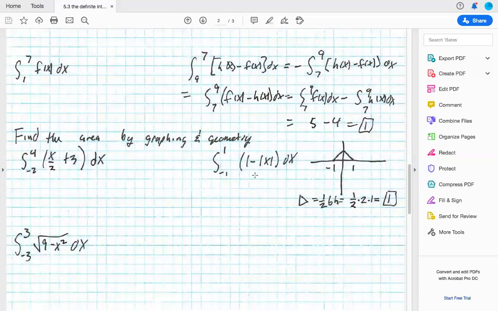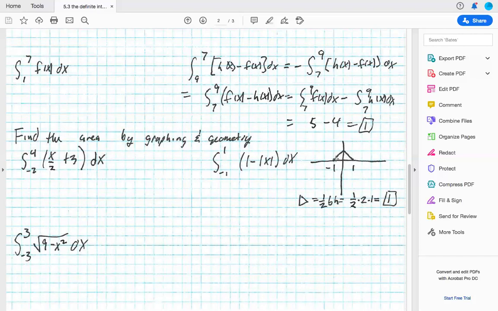If we're looking at the function 1 minus the absolute value of x, well, the absolute value of x is a V. It goes up. That negative reflects it, and 1 moves it up 1. So that's what we're looking at right here. Now, the bounds of integration says we're looking at this between -1 and 1. So -1 up to 1, down to 1. So we're looking at this area underneath here.